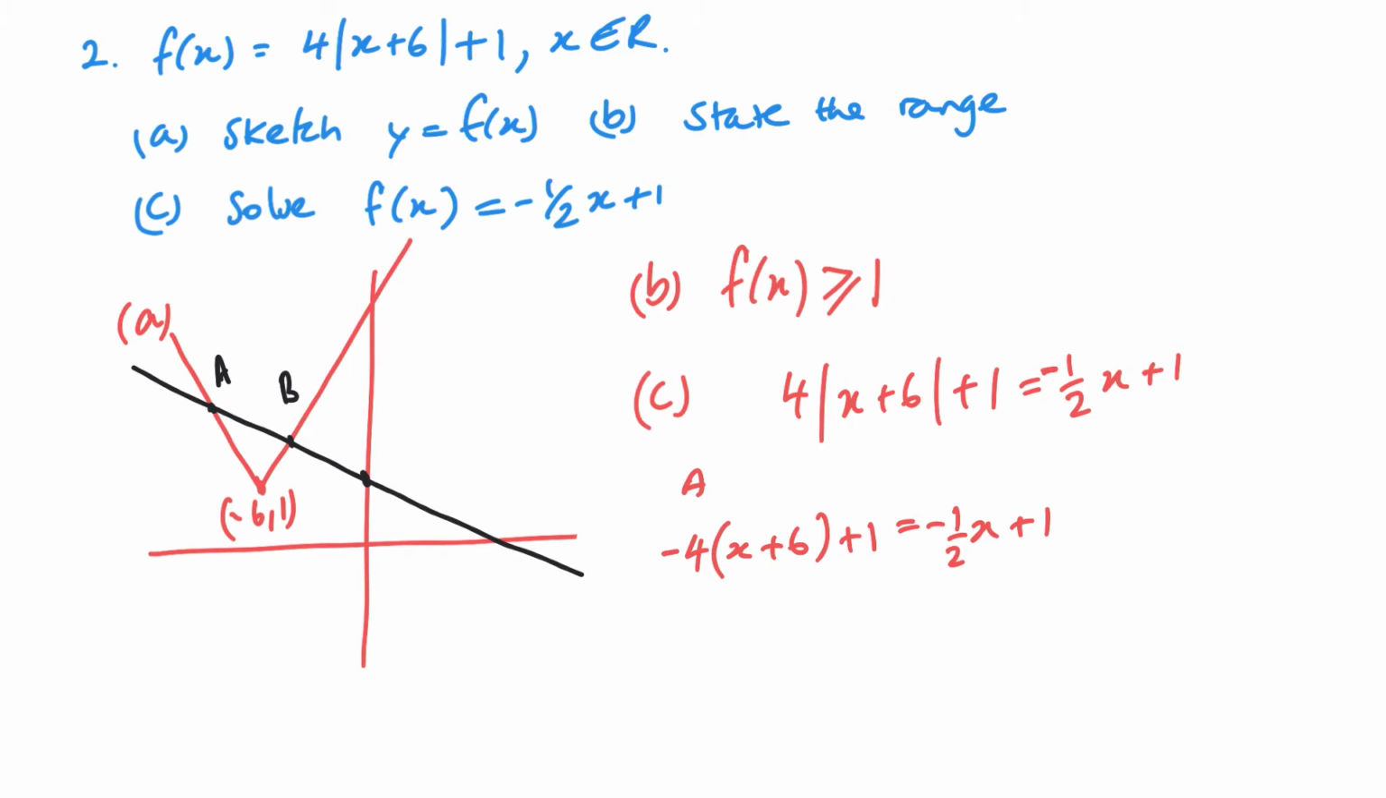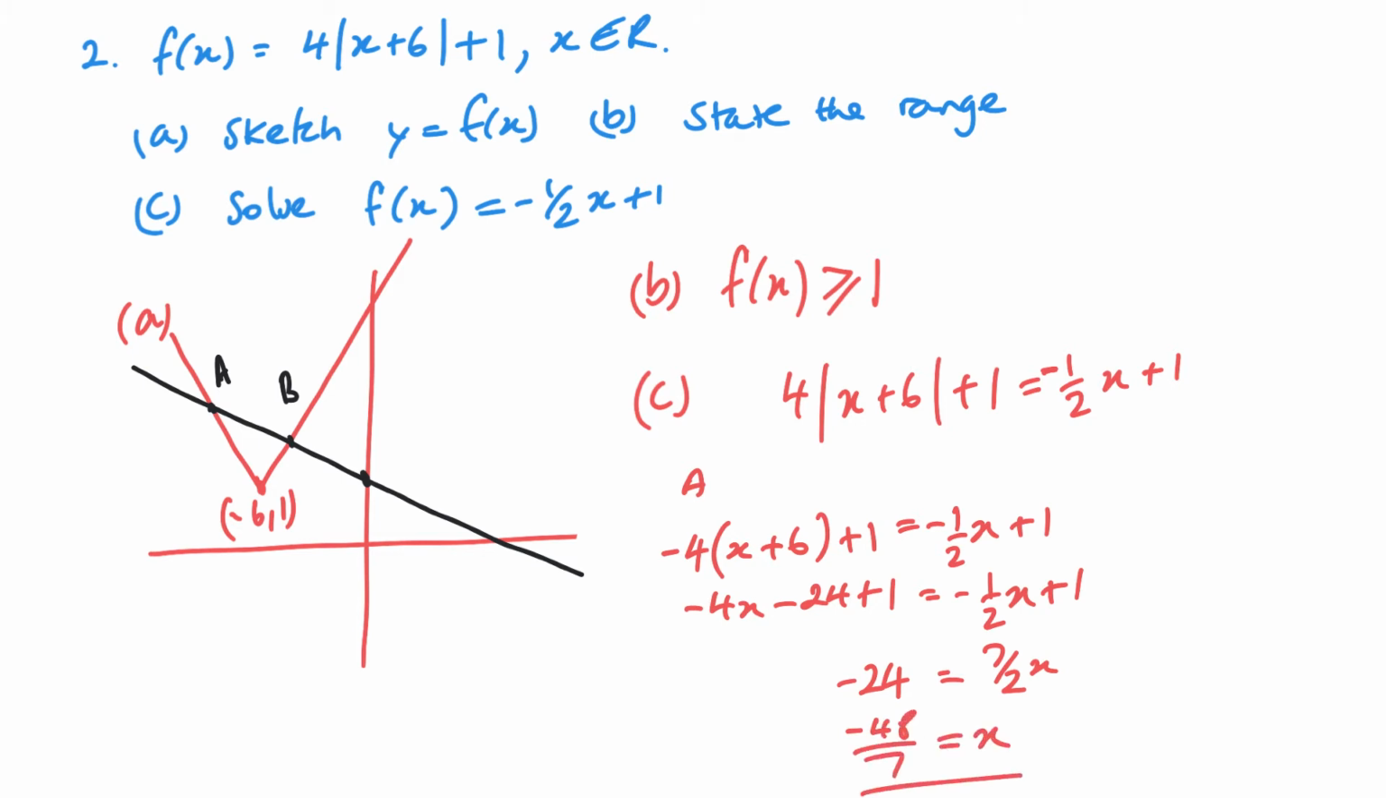And then expanding and simplifying. So -4x minus 24 plus 1. So add my 4x, so this is going to be 7 over 2 x. Take away 1 is -24. And then I want to times by 2 divided by 7. So that's -48 divided by 7. So that's one answer there.